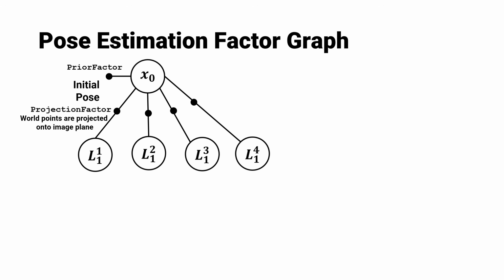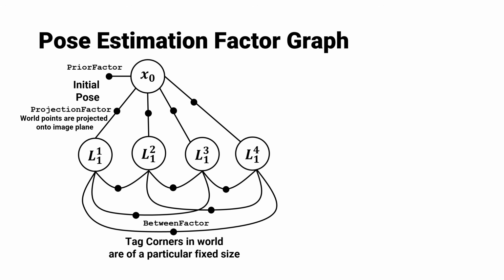And we know that each of these landmark positions, the 4 tag corners, are linked to each other through the size of the April tag, which is what we call the between factor. We know that the tag corners in the world are of a particular fixed size, and that's what the between factor is. And since we also knew the world chosen origin, we had picked one of the tag corners as the origin. That's what the prior factor is. And the initial pose prior factor is where we started from the odometry, which is 0, 0, 0, right?